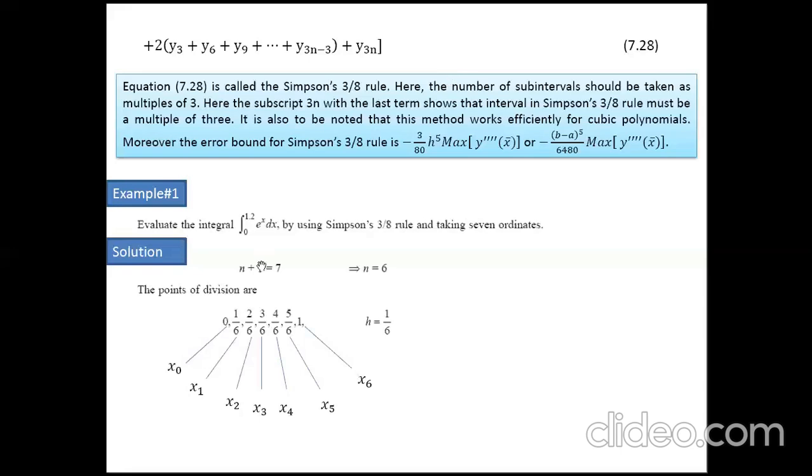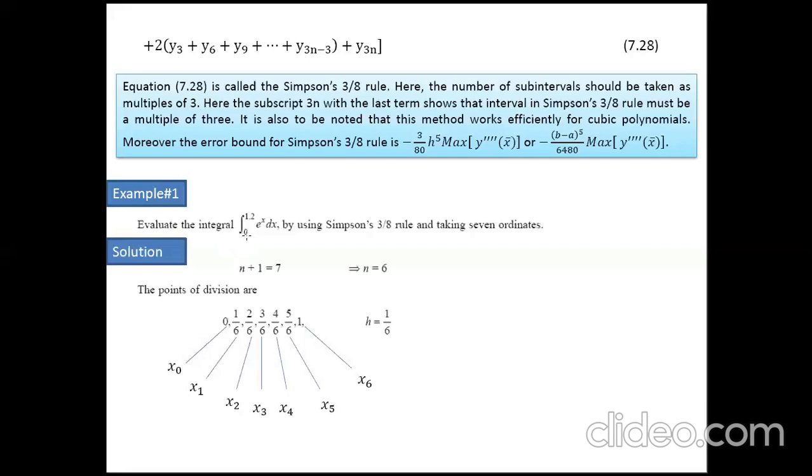So here n plus 1 equals 7, because we are talking about the number of points, which is greater than the number of intervals by 1. Okay, so n plus 1 will be equal to 7, so n will be equal to 6. Fine, now how will you get x0, x1, x2, x3?